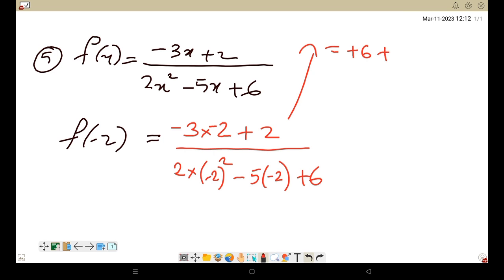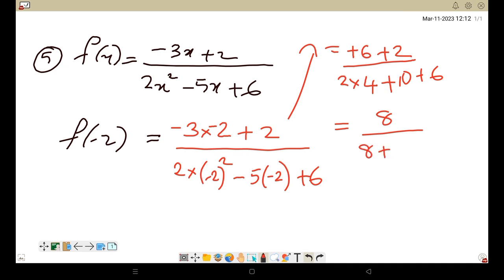and that is equal to minus 3 into minus 2, that is plus 6. Okay, just write 6. 6 plus 2, divided by 2 times minus 2 square, which is always positive, 4, and minus 5 into minus 2, that is plus 10, plus 6. That is 6 plus 2, which is 8, divided by 2 into 4, 8, plus 10 plus 6, that is 16. That is 8 by 24, right? And then you can reduce it and find the value.